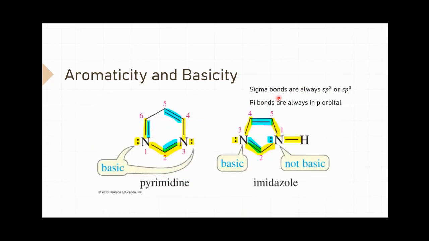Right, so here are more examples. The blue ones are pi electrons, and the yellow are sigma or sp2 electrons. So this one would be basic. These two pairs would be basic because they're not contributing to the aromaticity. However, this lone pair is contributing to the aromaticity, so this will not be basic, but this is basic.